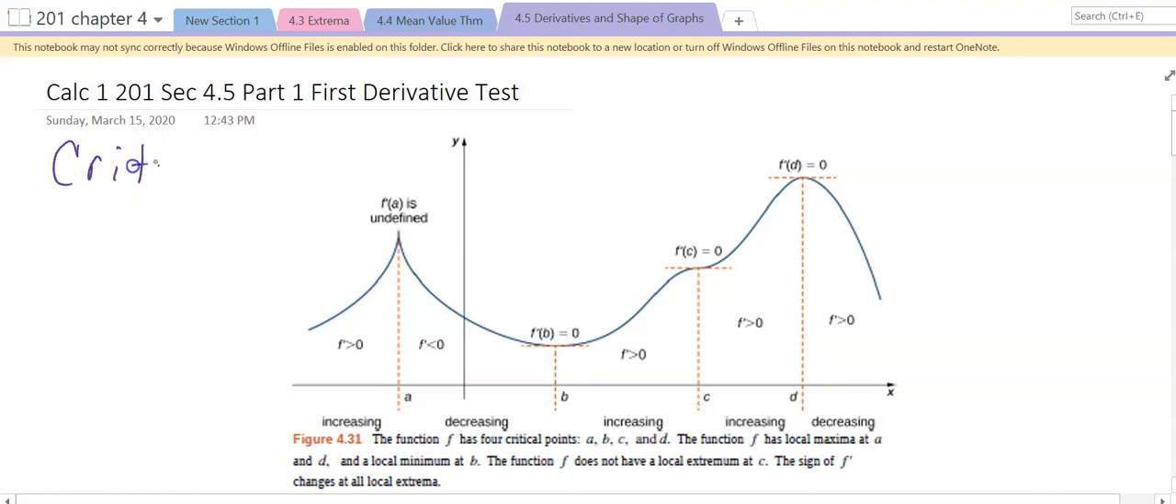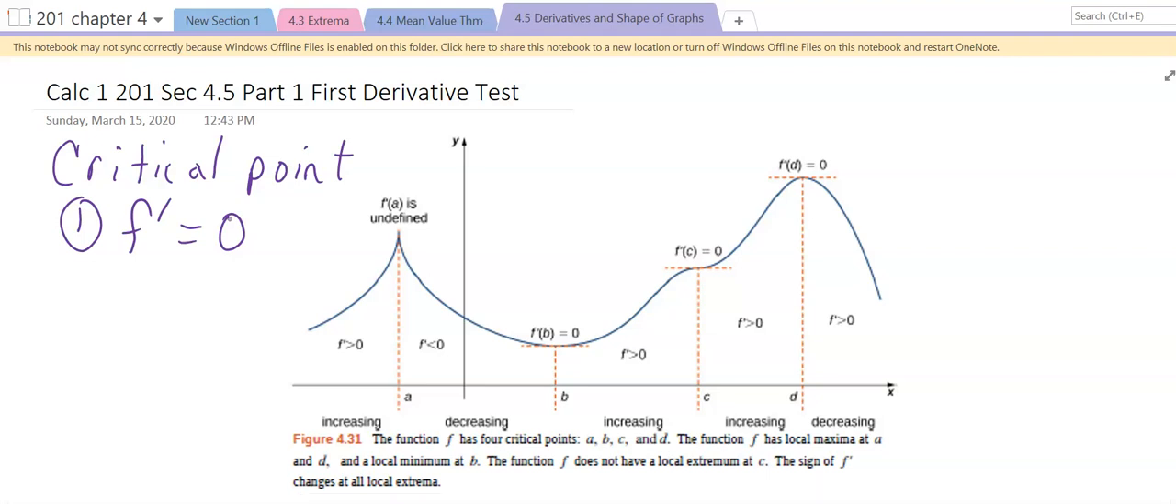Critical values come from two places. A critical value or a critical point on a graph occurs in possibly two places. One, where the first derivative is set equal to 0. These are the x-intercepts on the graph of the first derivative. That does not mean that they're relative extrema values. It does mean that it's a possible place to find a relative extrema.